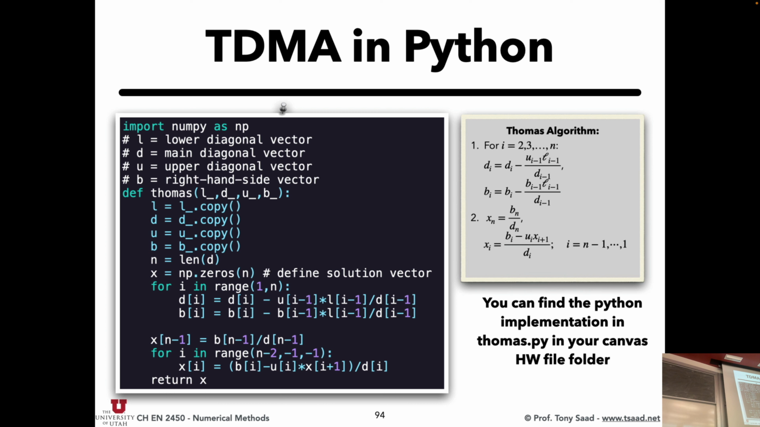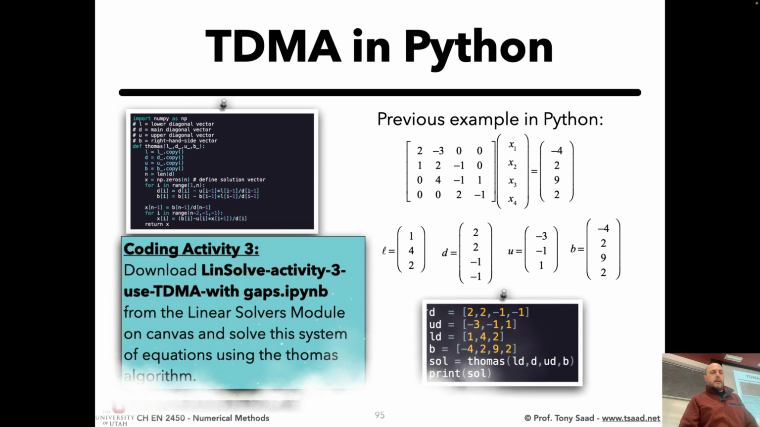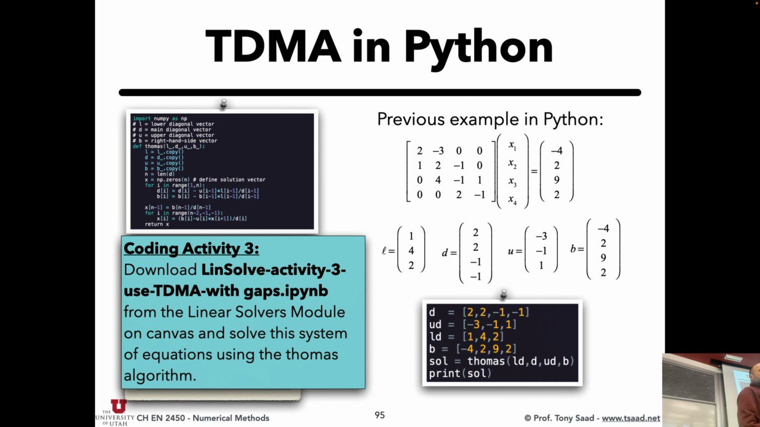And what does it return? It returns the solution to the system of equations, okay? So it brings in L, D, U, and B, that is lower, main diagonal, upper, and right-hand side, and it returns a solution vector, okay? So you're going to use that to solve this system of equations. Let's grab this notebook, open it.